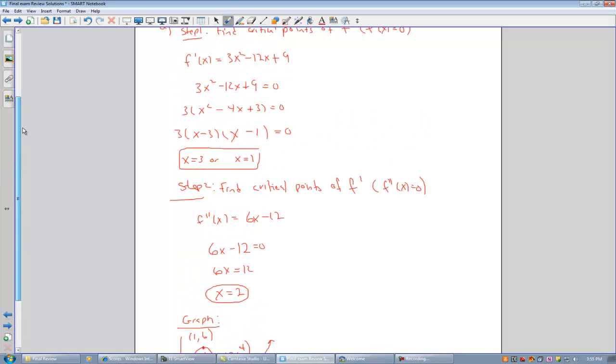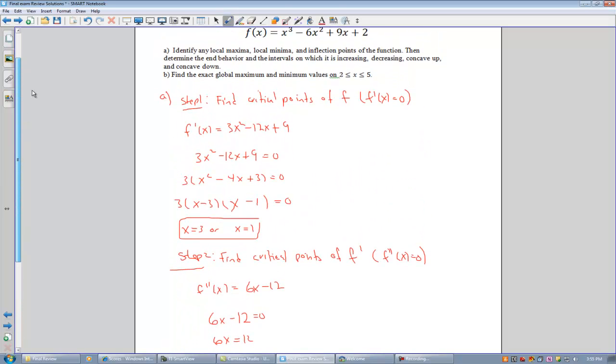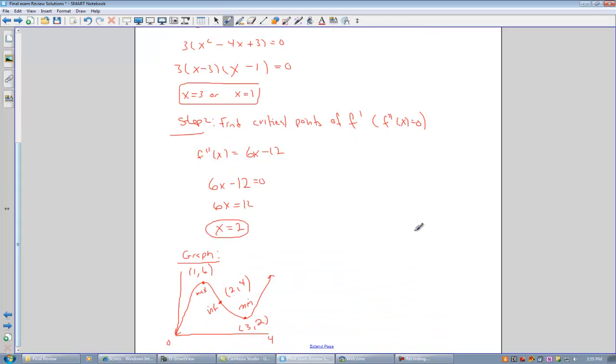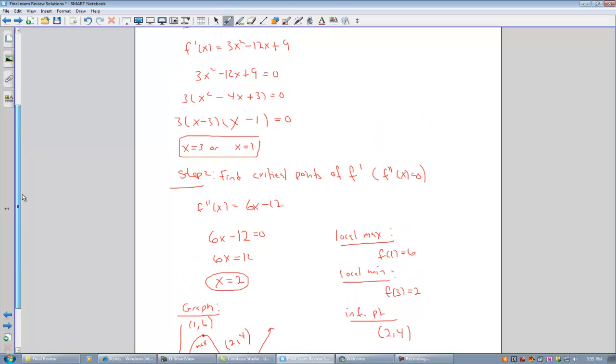So now remember, what am I trying to find? I'm trying to find any local maximum, local minima, inflection points. So first, let's talk about local max. Well, this occurs at f of 1, which equals 6. Local min, well, this occurs at f of 3, which is equal to 2. Right, plug in 3, get out 2. And I do have an inflection point at 2, 4. Right, so there's those first 3 questions I answered.